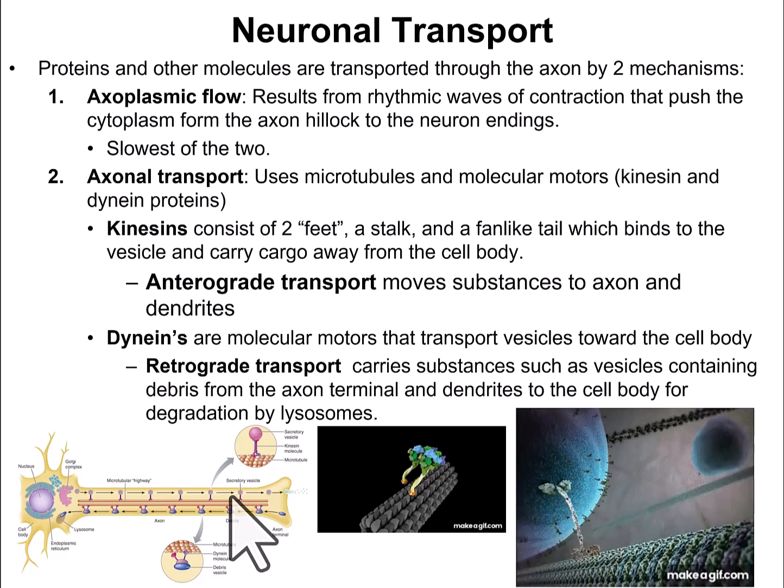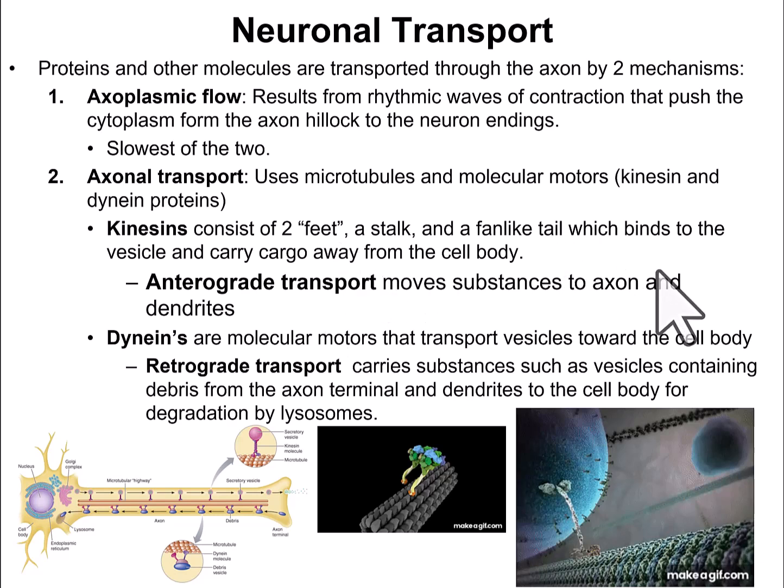Axonal transport uses microtubules and molecular proteins, such as kinesins and dyneins, to transport things along the axon. You might remember when we were talking about the cell and the organelles in the cell, these kinesins and dyneins were talked about there. And we're also using these same transport proteins within the axon.